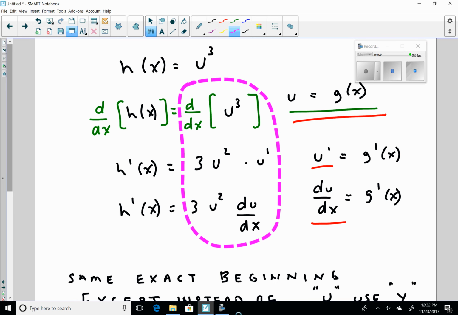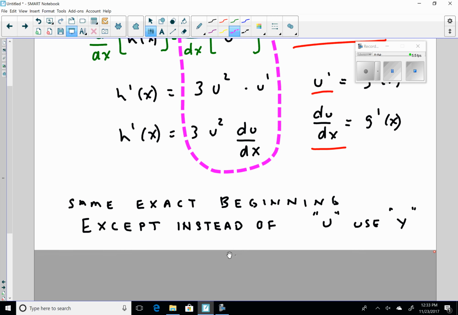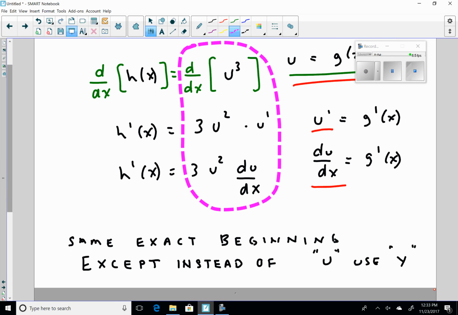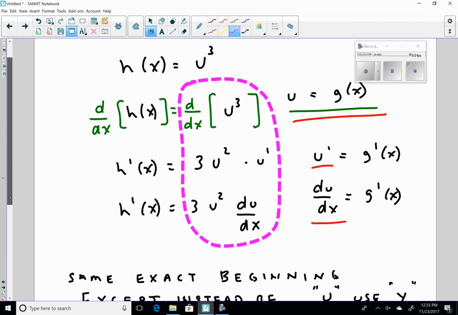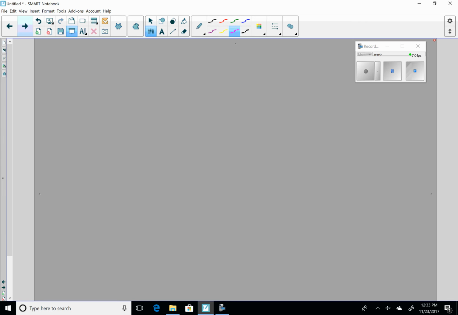Let's see what else I have here. What I want to do here is start off the same exact way, except for one thing. Instead of using this dummy variable u here, where u is this function of x, I'm going to put y in. Keep in mind they're both variables. So this will be the statement that I have.